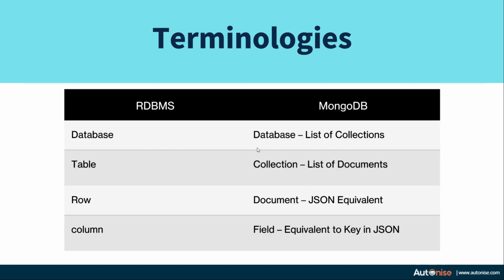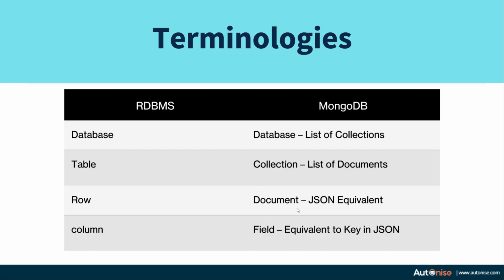A collection will have a lot of entries inside it. So these entries, which are called rows in RDBMS, are called documents in MongoDB. So each entry in your database corresponds to a document in MongoDB. Lots of documents together make up a collection, and multiple collections make up the database.